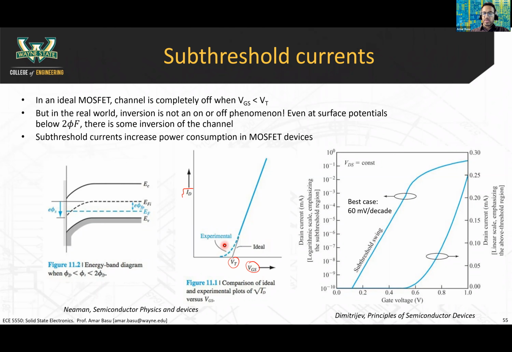These are subthreshold currents. Now, if we plot these currents on a log scale, not a square root scale, it'll look something like this. As the gate voltage is going up, you'll see that the drain current increases at a rate, in the best case, of about 60 millivolts per decade. And I'll show you why that is on the next slide.